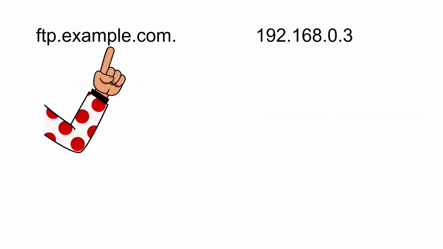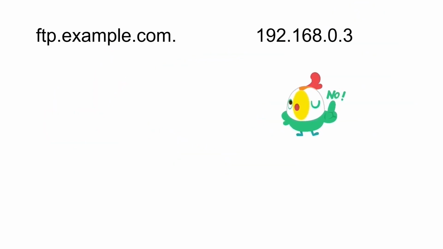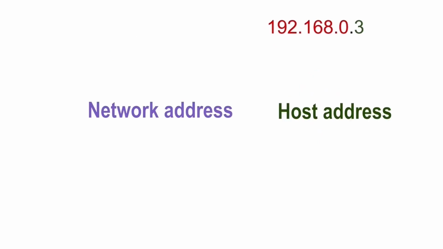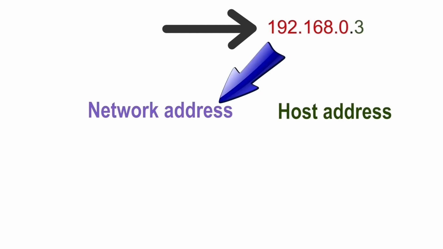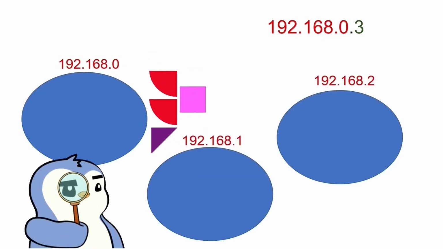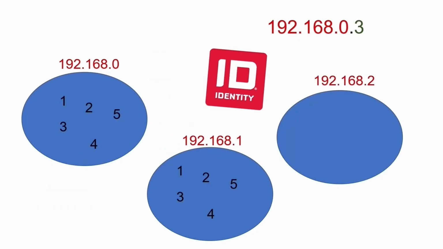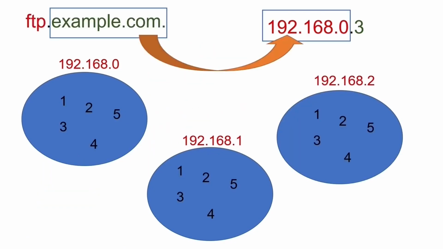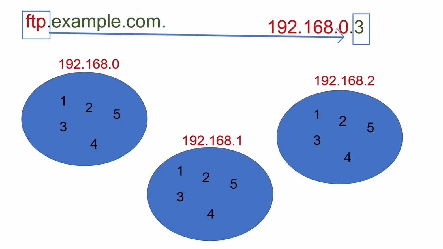Unlike fully qualified domain names, IP addresses do not include domain names. An IP address includes two types of addresses, the network address and the host address. For example, in the IP address 192.168.0.3, the network address is 192.168.0, and the host address is 3. Network addresses are used to organize and find IP addresses. Host addresses are used to provide a unique identity to an endpoint or a resource. A network address is like a domain name. A host address is similar to a resource name.